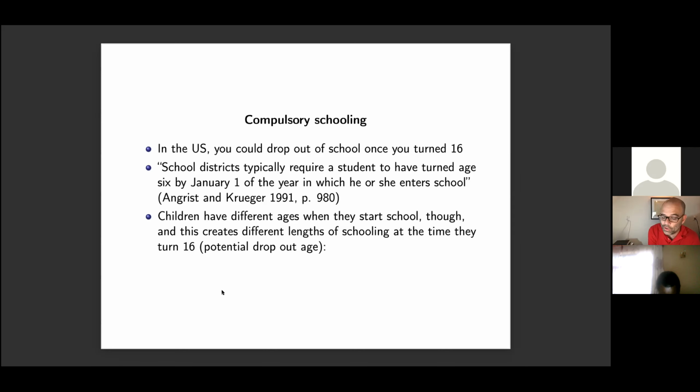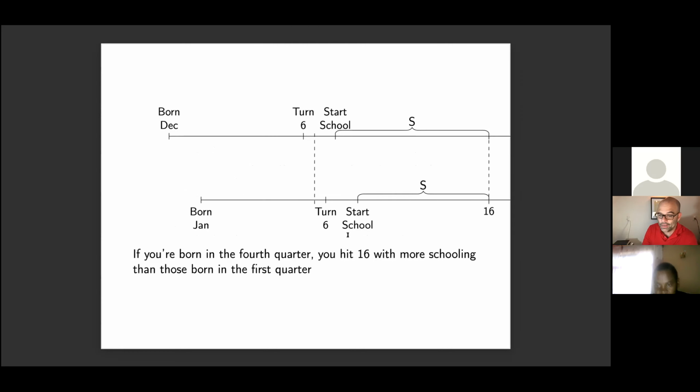Some people will have more or less schooling depending on when they started, when they hit age 16. Why does that matter for age 16? Because in the United States, you could not drop out of high school until you turned 16. You were legally obligated to stay in school until you turned 16. And the reason that matters is that depending on when you started school, some people will have more schooling than others when they hit 16, depending on when their birthday is.